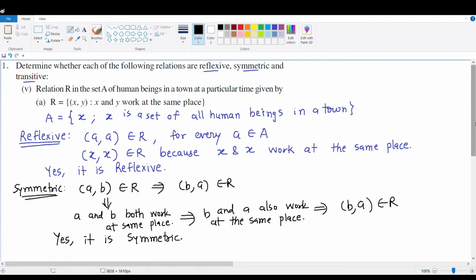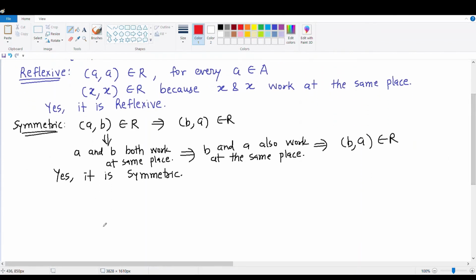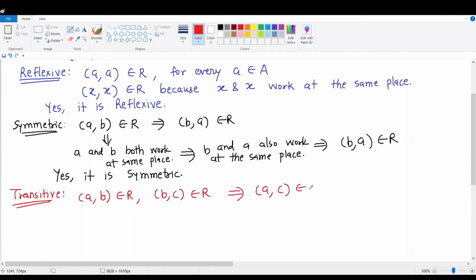Now we need to check for transitive. The definition of a transitive relation is that if you have A, B belong to R and if you have B, C belong to R, then you must have A, C belong to R. Now if you have A, B belongs to R, this means that A and B work at the same place.